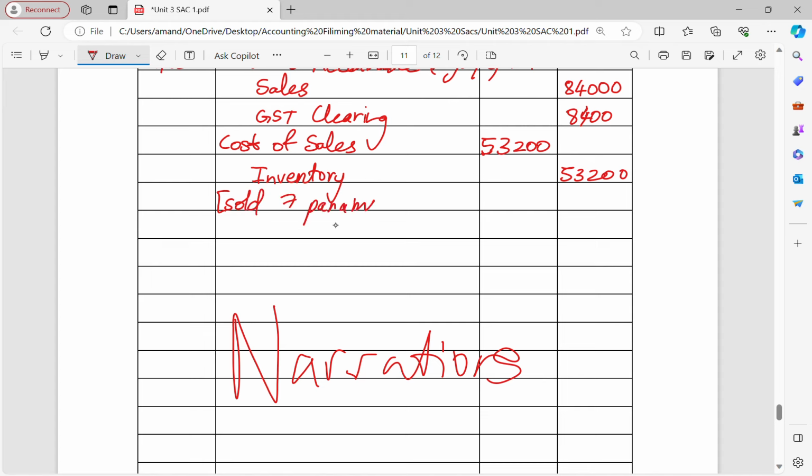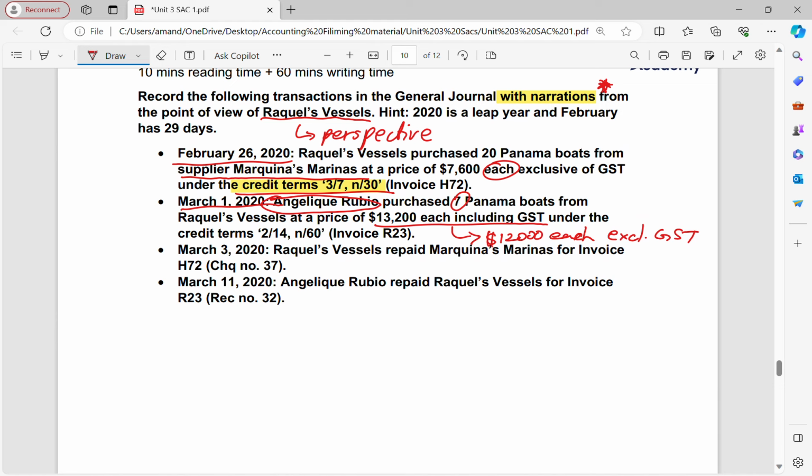Okay, I'm going to quickly speed through the narrations. So 7 Panama boats. Maybe I can just say on credit again, just to make it clear. Invoice R23. So good, I'm remembering the invoices as I go along. Now, last 2 transactions, just keep ticking them out as you go.